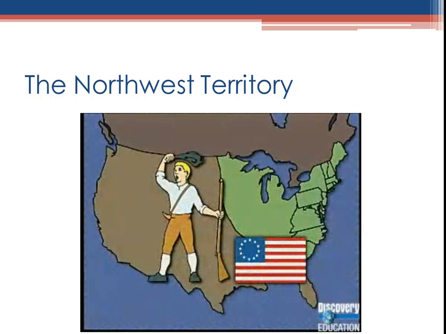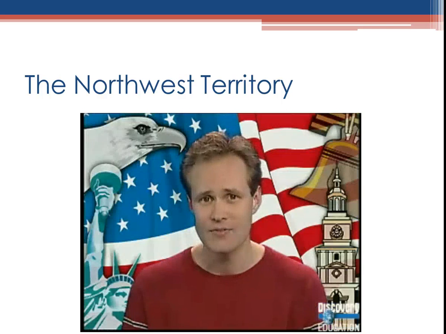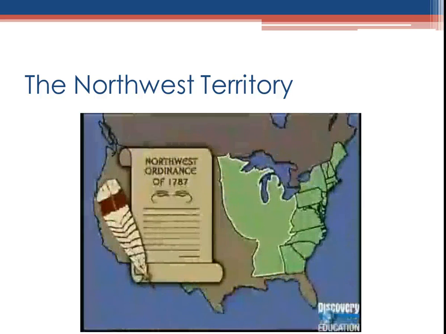So, when America won the Revolution, it also won all of the British lands south of Canada and east of the Mississippi. The new United States now had to decide what to do with this land. At first, the states were given control, but that didn't work, so a new plan was developed. The plan was called the Northwest Ordinance of 1787.